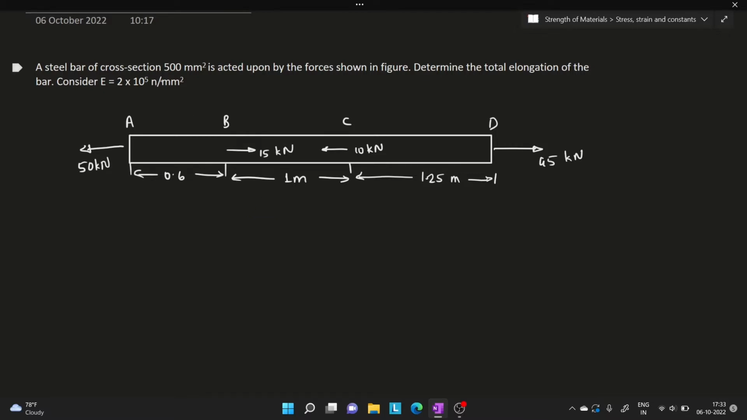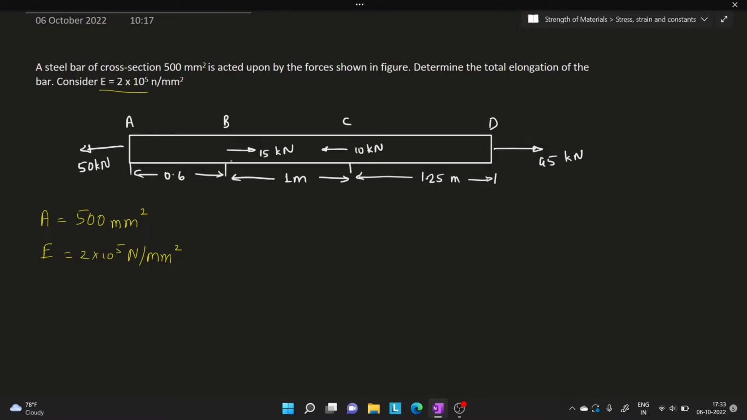A steel bar of cross section 500 mm square is acted upon by the forces shown in the figure. Determine the total elongation of the bar. They've also given E as 2 into 10 to the power of 5 Newton per mm square. Right, so with this prior knowledge, we'll start with the problem.